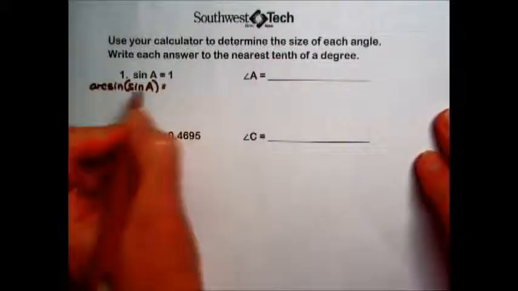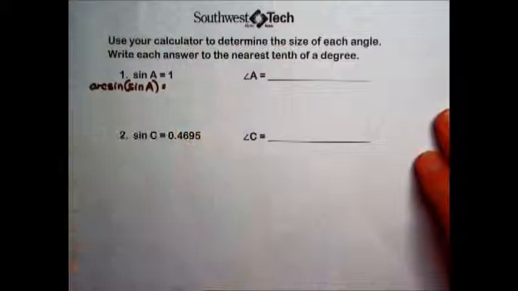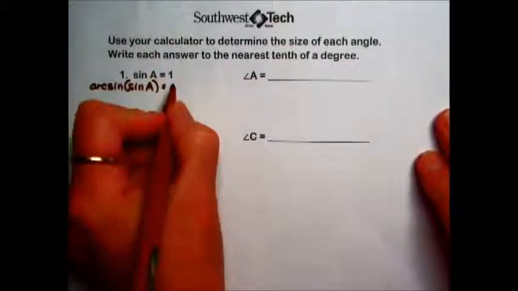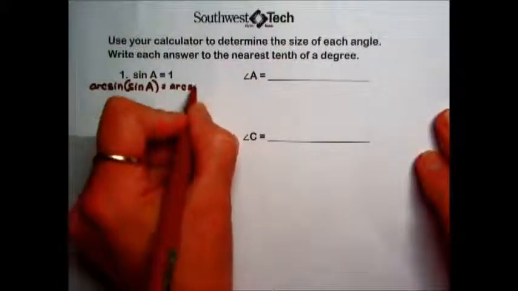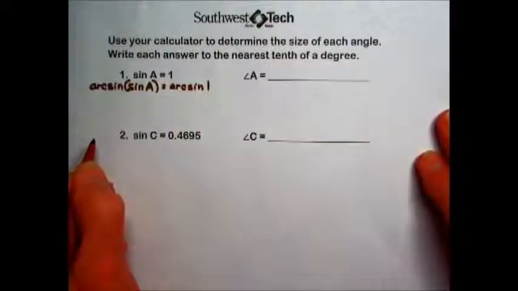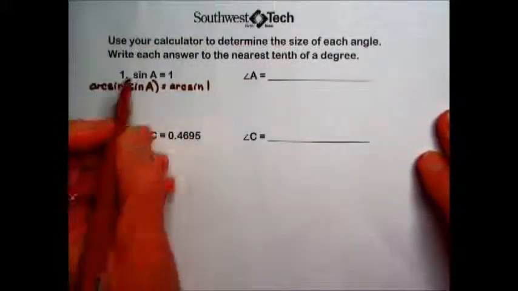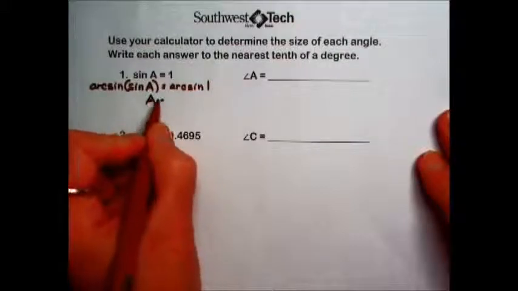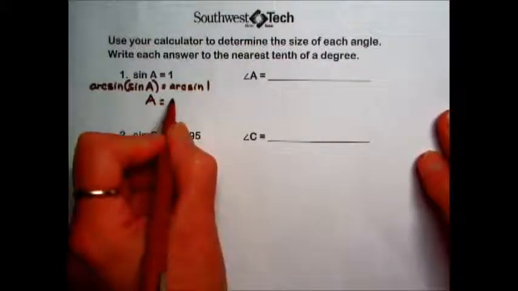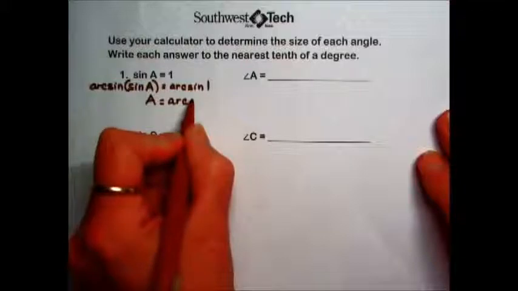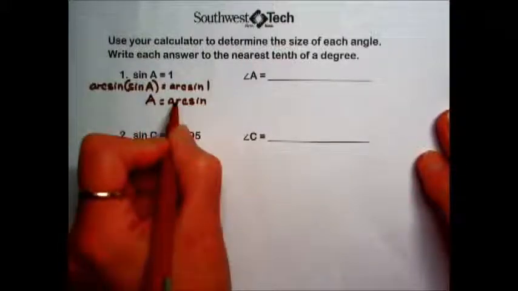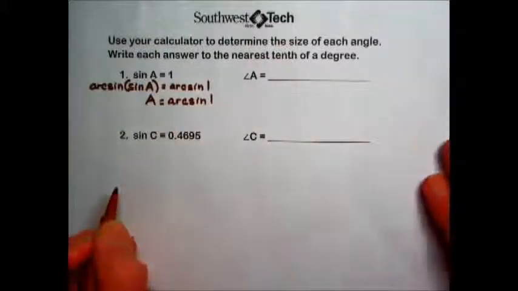What we do to one side, we have to do to the other, so we're going to have to take the arc sine of 1 on the right-hand side as well. As I previously said, the arc sine of sine is A, and we'll use our calculator then to determine the arc sine, or the inverse sine, of 1. I'm going to hold off just a minute.